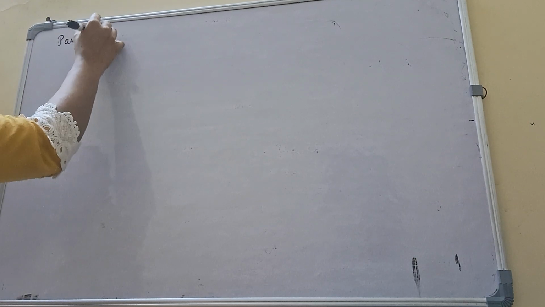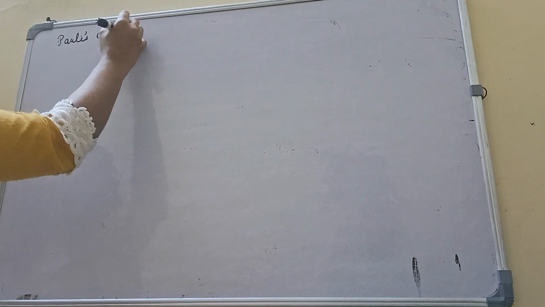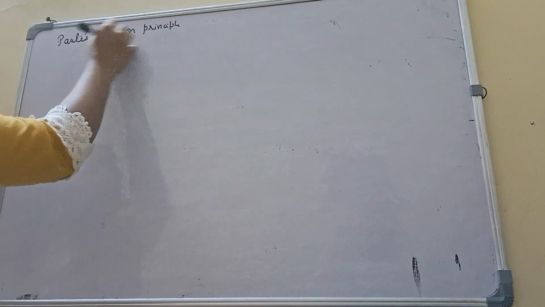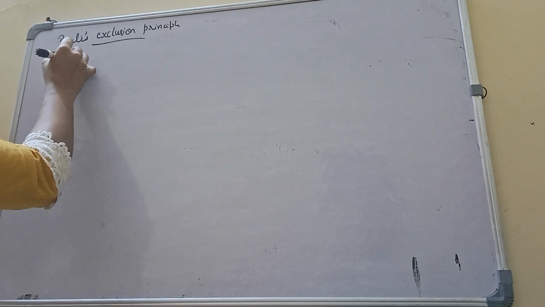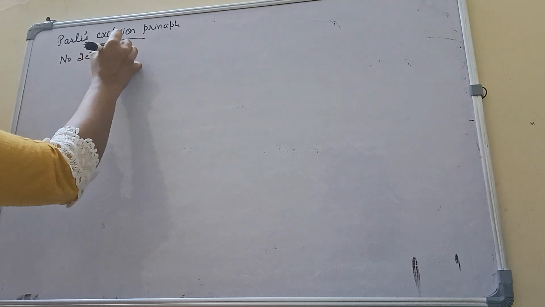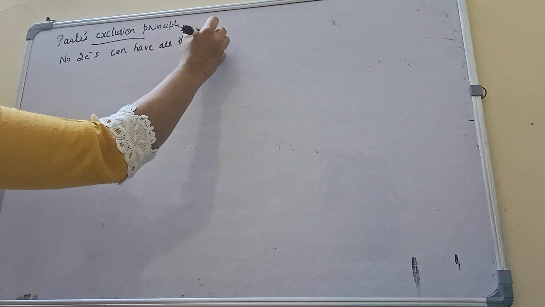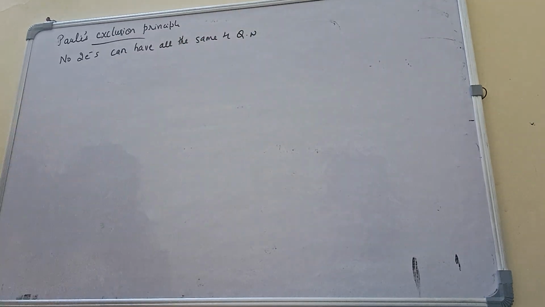Now let's talk about Pauli's exclusion principle. What is the meaning of exclusive? Something which is unique. It tells that no two electrons can have all the same 4 quantum numbers. That means every electron is unique. There are no two electrons within an atom that can have the same 4 quantum numbers. Even if 3 are the same, the 4th one will be different.